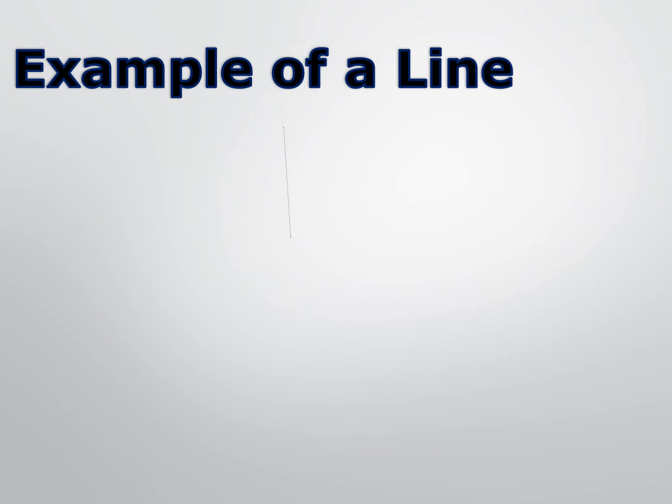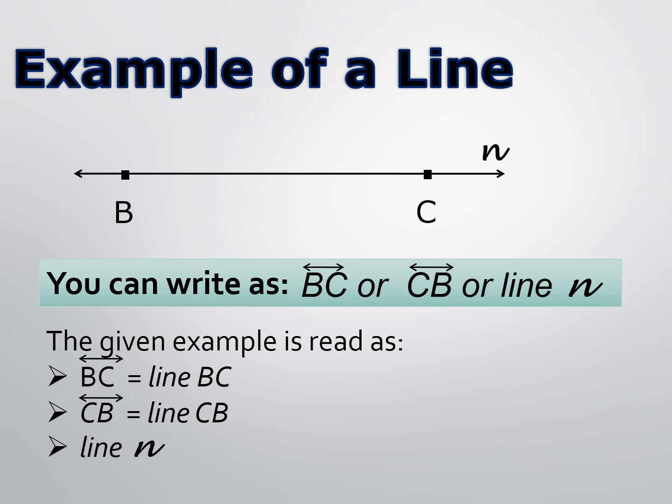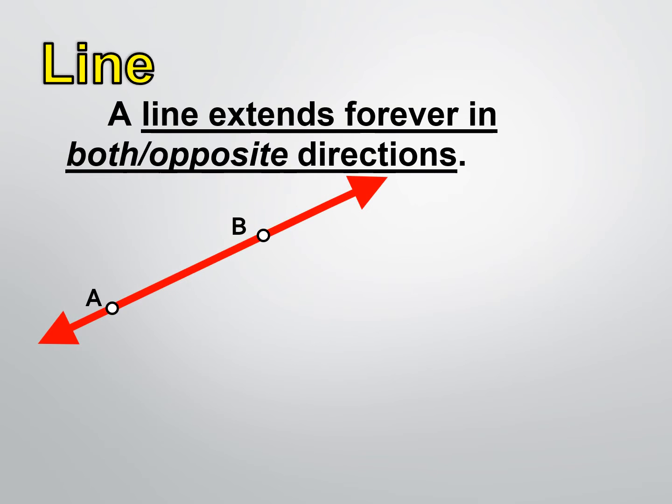Example of a line. We have 2 points. So you can write that as line BC or line CB or line N. So the given example is read as such. A line extends forever in both opposite directions. Meaning if you can see this symbol, the red arrow or the red line, that is a line, extending in both opposite directions.